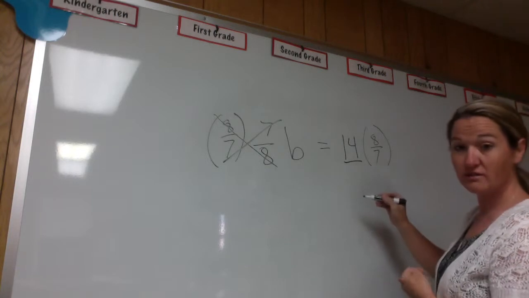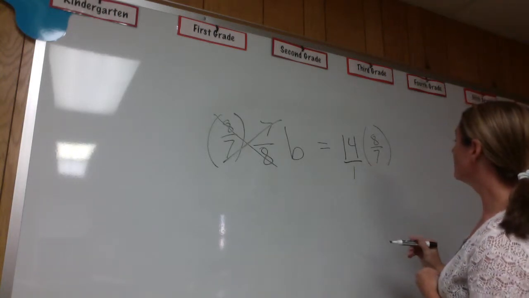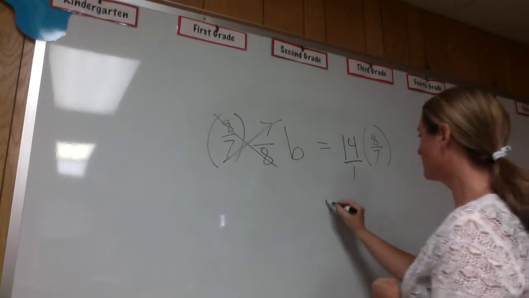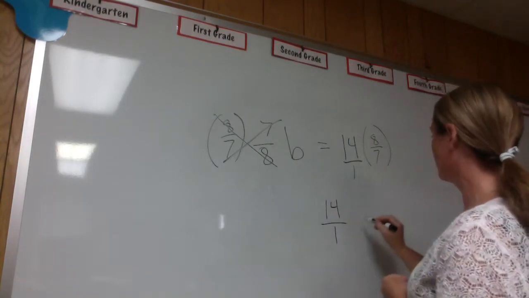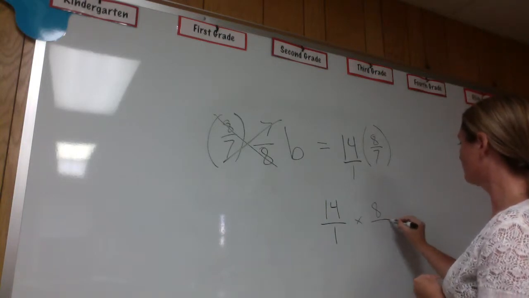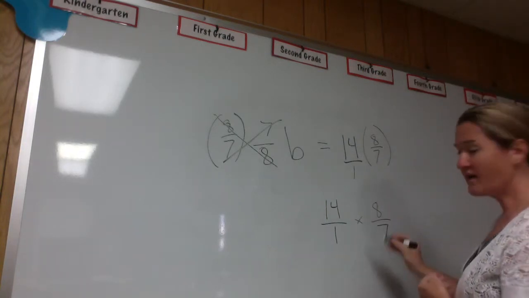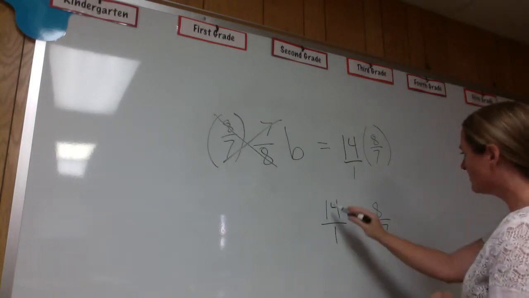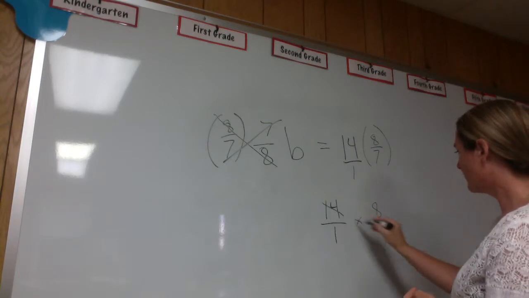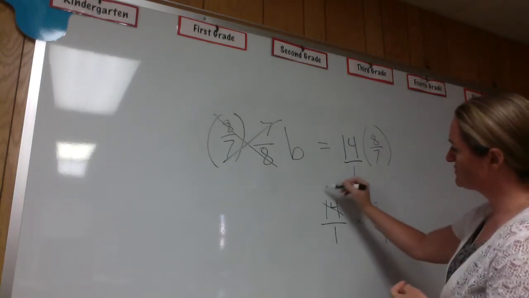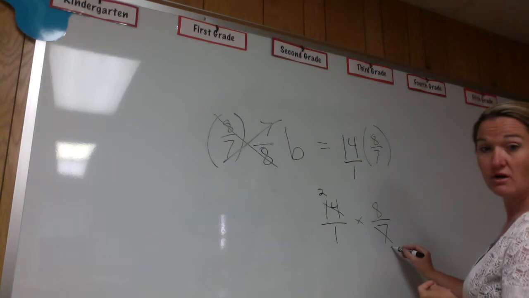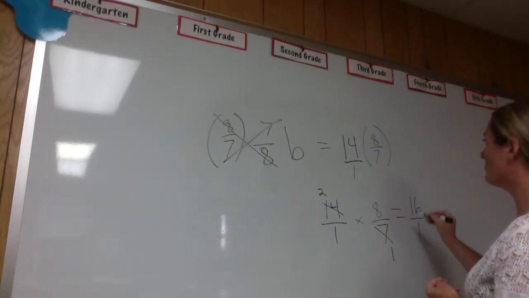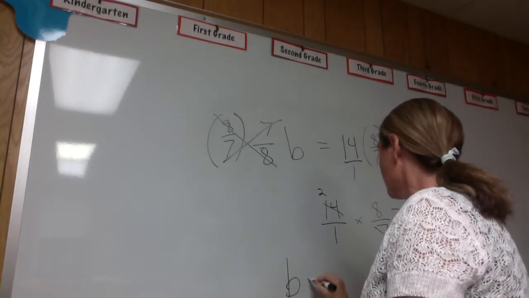14, convert that into a fraction, 14 over 1. So 14 over 1 times 8 over 7. I'm going to rewrite this. I can do 14 times 8 and then eventually divide by 7, but I don't want to do that if I don't have to. So look ahead and simplify. 7 goes into both: 7 goes into 14 twice, and 7 goes into 7 once. So 2 times 8 is 16 over 1. So b is equal to 16.